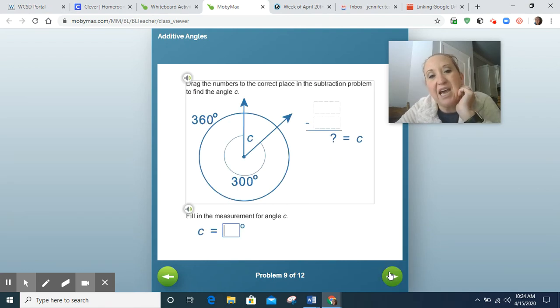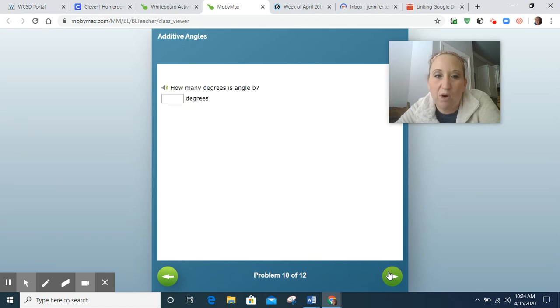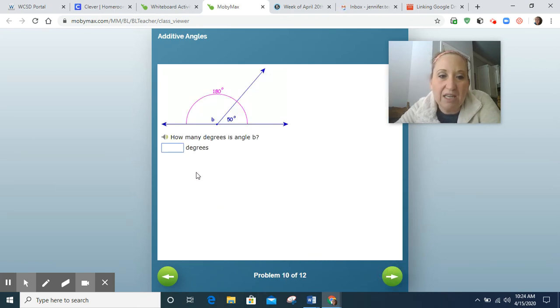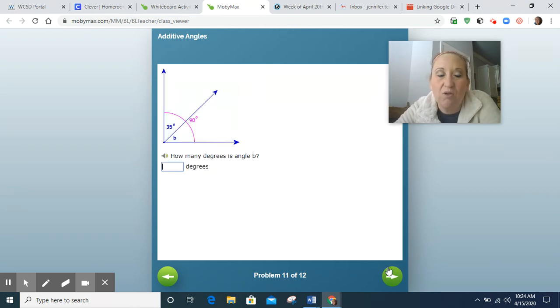Now let's look at one we've done like that before. If we know the whole thing is 180, we know this part is 50, so we have to do 180 minus 50, which would give us 130 degrees, which would make sense because that's an obtuse angle. That's a pretty big angle, okay?